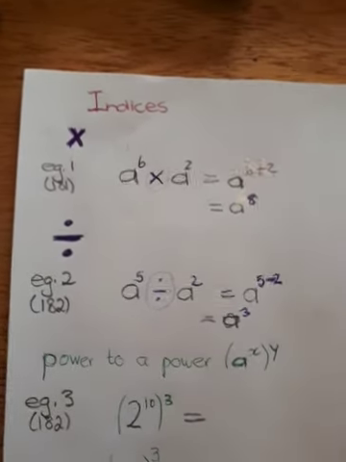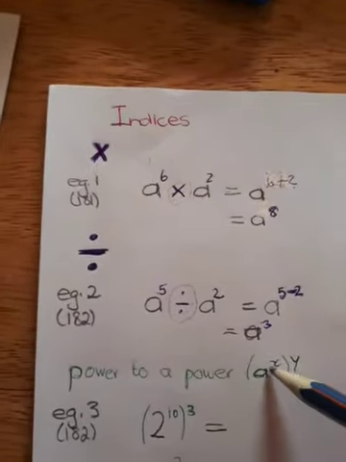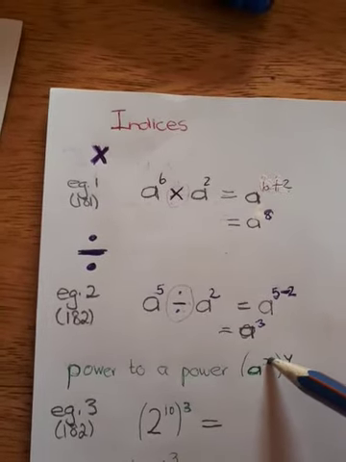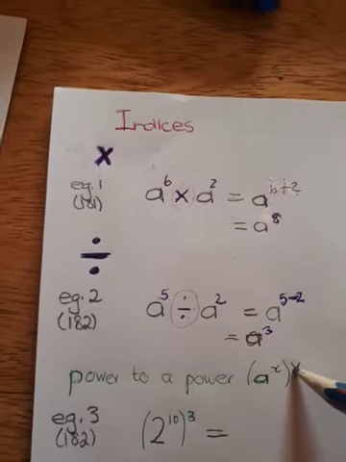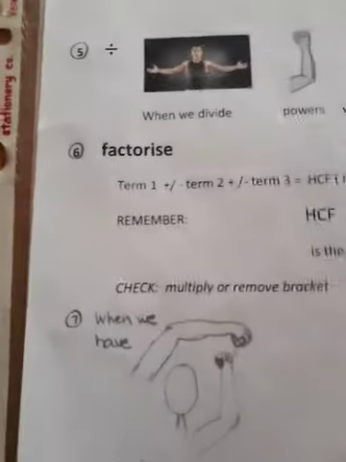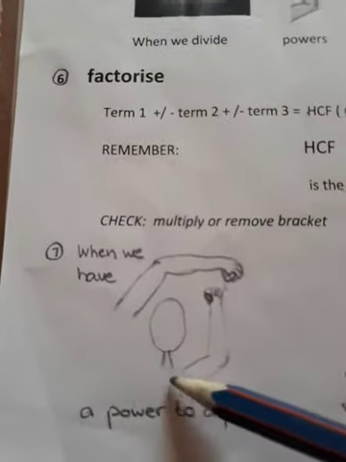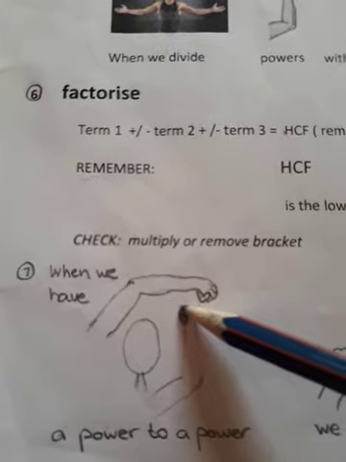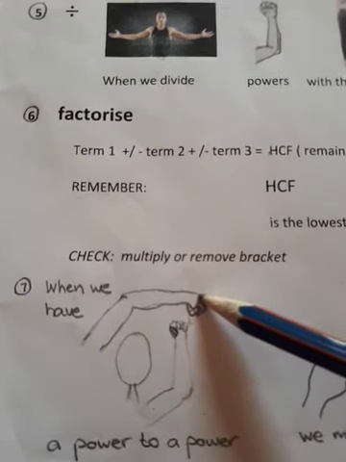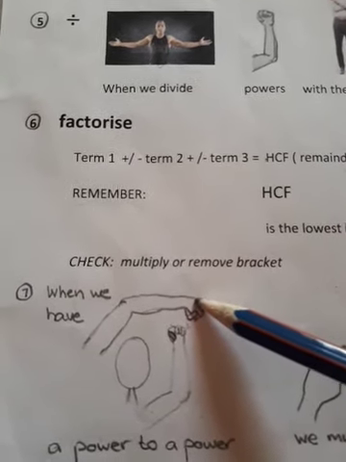Then we've got the power to a power law. So we basically have a base and an exponent, an index, and then brackets and another index. So that we will move by doing the following. When we have a power to a power, you raise your fist, this is the power, and your other hand fist you raise on top of that, okay?